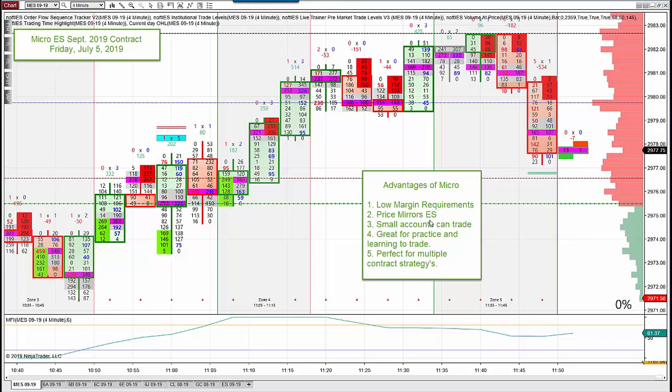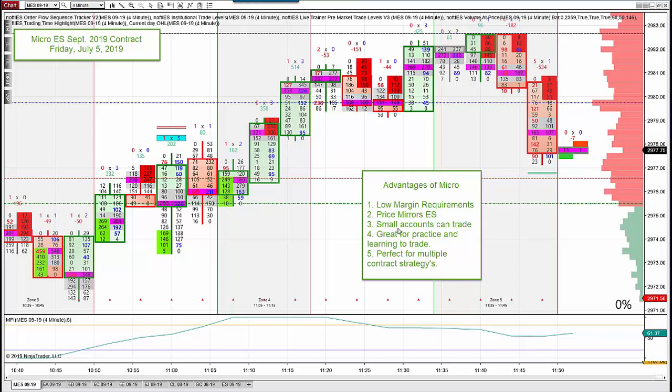So there's a bunch of advantages to trading the micros. Number 1 is low margin requirements. So you only need $50 in your account to be able to trade one contract for the Micro ES, which is quite phenomenal. Obviously, number 2, I just talked about the price mirroring so that you really don't have to worry about liquidity, but there is decent volume on here. So that's definitely a positive.